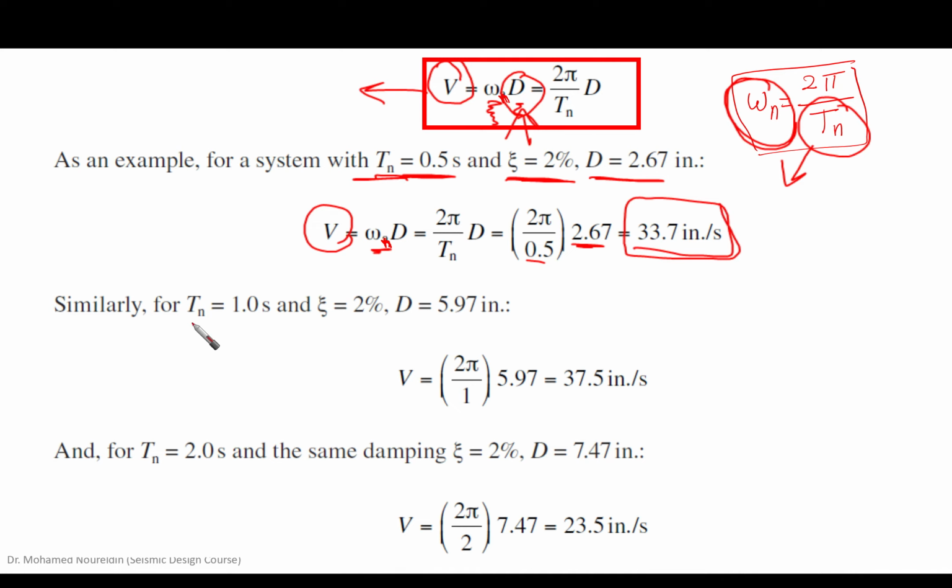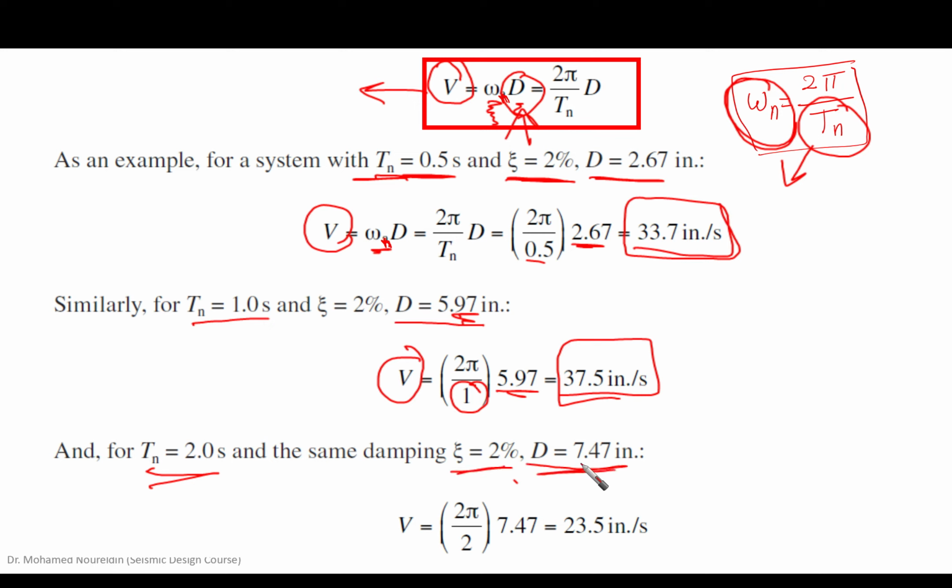Similarly, we can do it for Tn equal to 1 second. We find that D was 5.97. Then the pseudo velocity equals 2 pi over Tn times D, so the second value is 37.5. The third value is for Tn equal to 2 seconds, with the same 2% damping and D equal to 7.47 inch, which we already obtained before. Substituting in this equation, 2 pi over Tn times D equals 23.